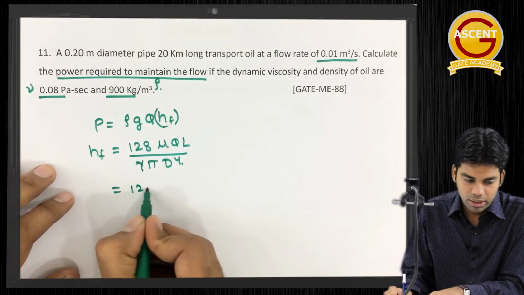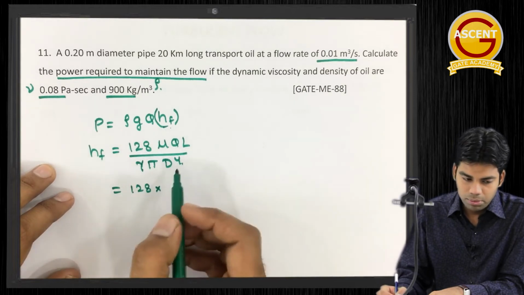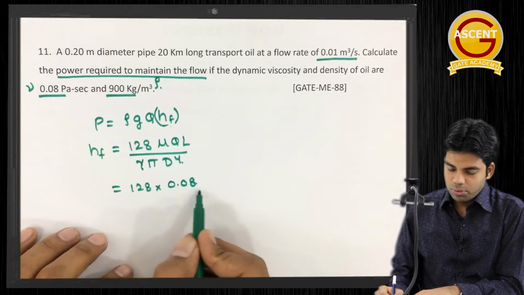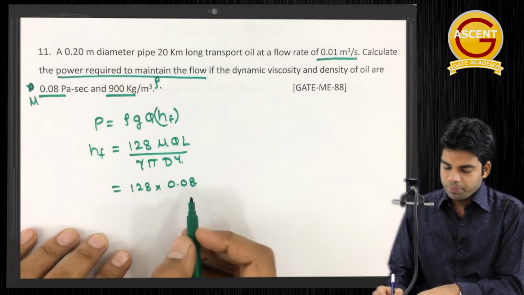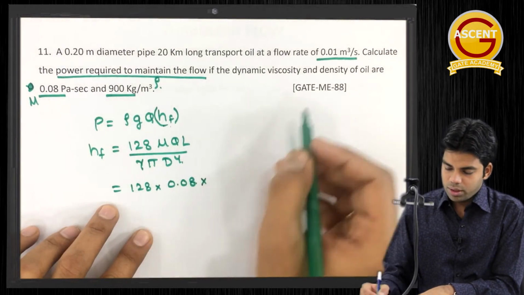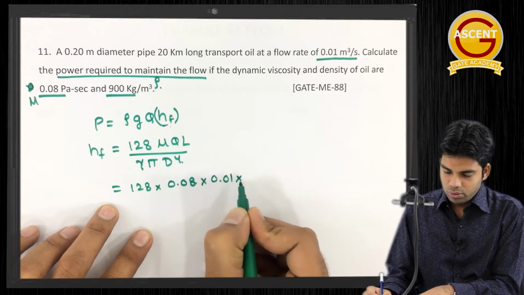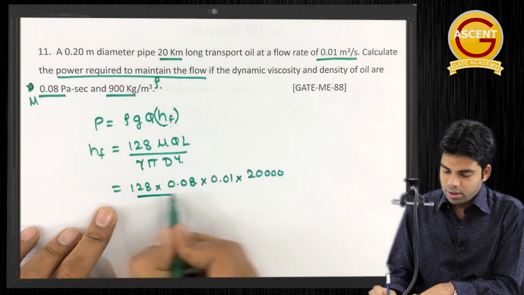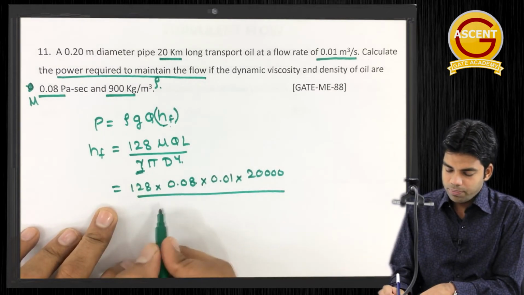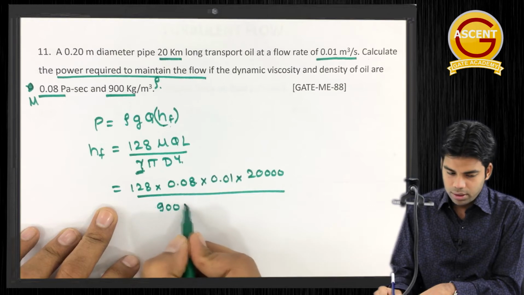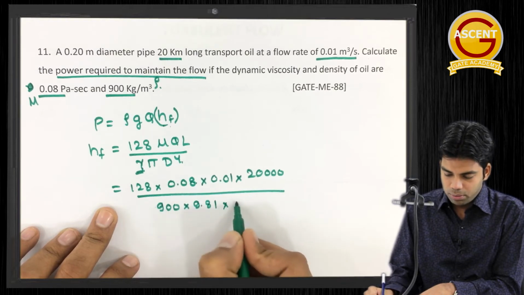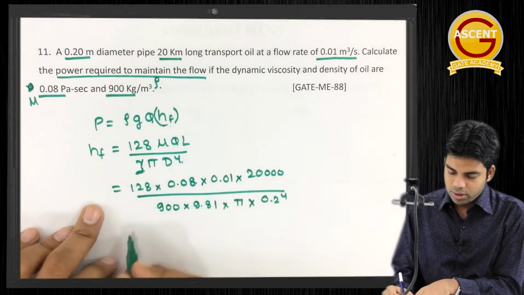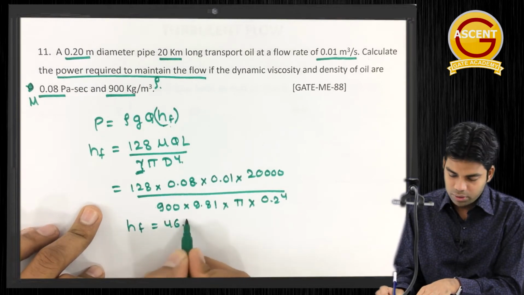So this will be equal to 128 into mu. Mu is given as 0.08, sorry, this is mu, not nu, into Q. Q is given as 0.01, into length, which is 20 kilometer or 20,000 meter, divided by gamma. Gamma is nothing but rho into g. Rho is 900 into 9.81 into pi into D raised power 4. Diameter is 0.2 meter. Okay, so this much will be HF, which is equal to 46.14 meter.